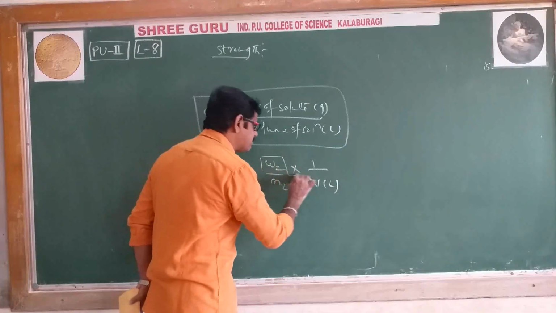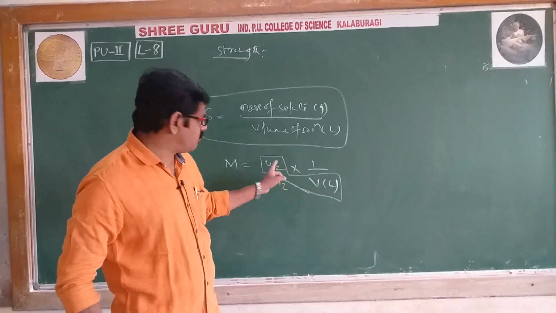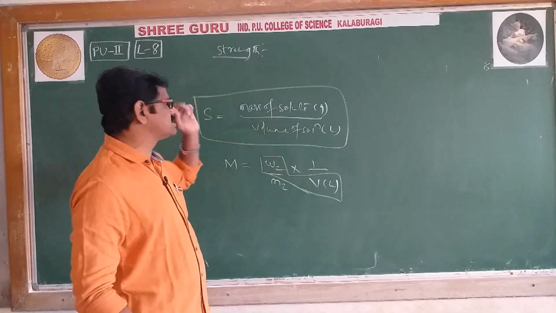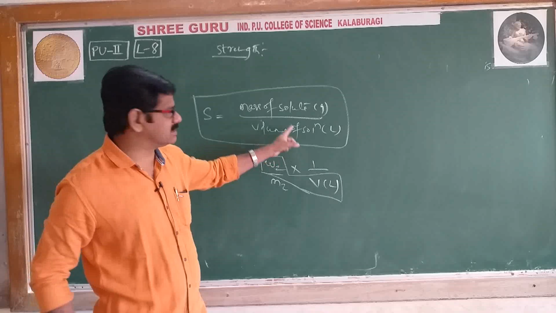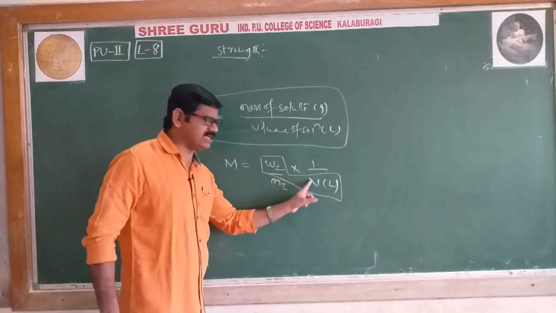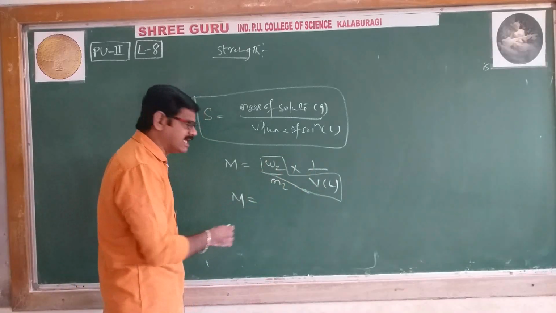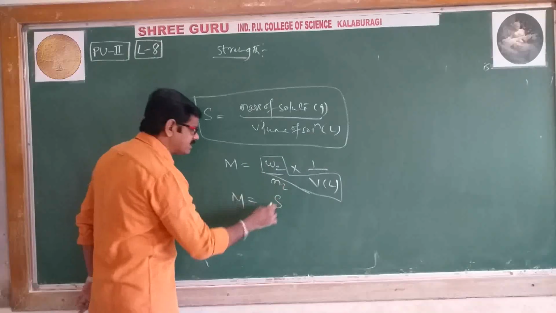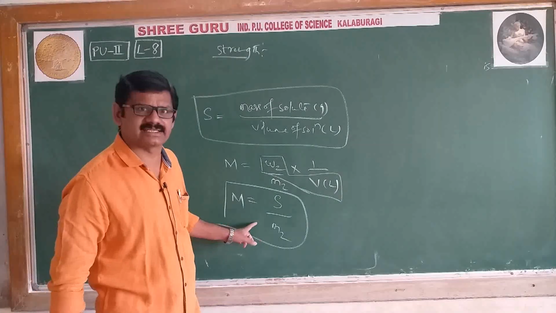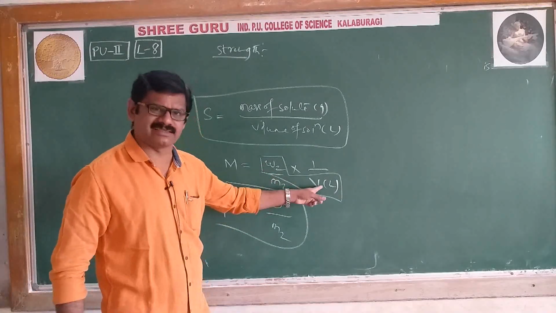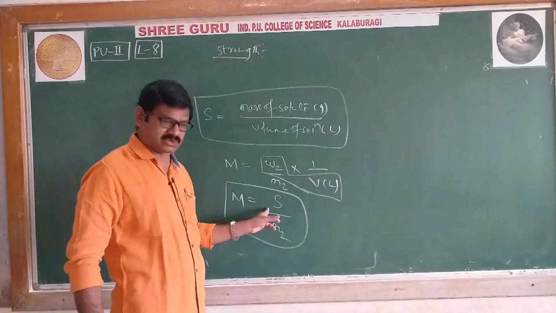Now, I am taking this part into consideration: W2 by V. What is W2 by V? W2 by V is nothing but strength, because it is the mass of solute W2 divided by V in liters. Therefore, molarity equals, instead of W2 by V, I'll substitute strength, divided by the molar mass of solute. The molarity formula we can change like this, because W2 by V is nothing but strength.